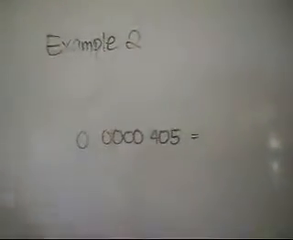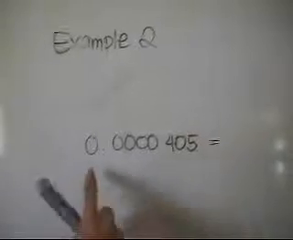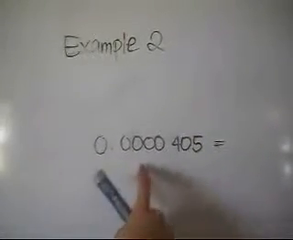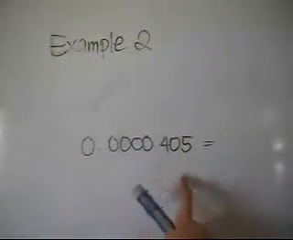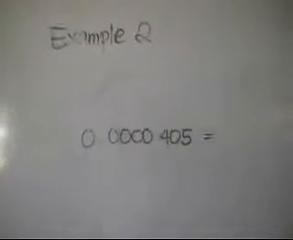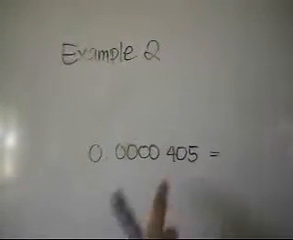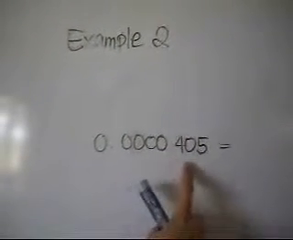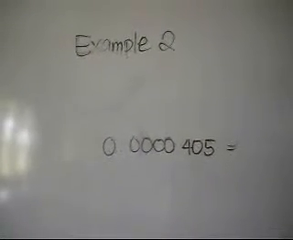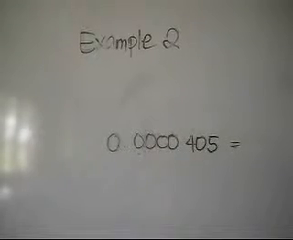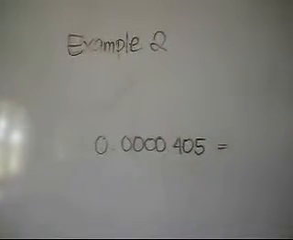This is example number 2. For instance, 0.000405 will be written in scientific notation. First, you place the decimal point between the 4 and 0 so that we have 4.05, which is a decimal number greater than 1 but less than 10.